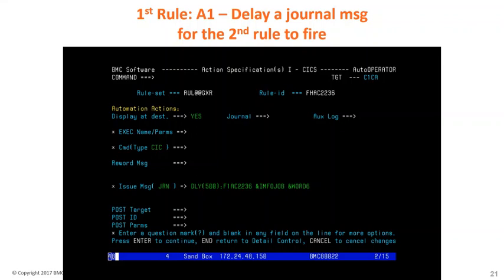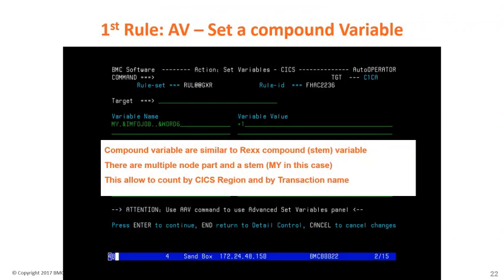We're going to display it at the destination, which is fine. And then you can see we're going to issue a message to the journal with a delay of 500 seconds. That message is just going to parrot out the message ID that we got from the console. And we're going to specify the job name, which will be the CICS region, and then word 6, which is the transaction ID. So that's going to wait 500 seconds. Then it's going to write a message to the journal. And here, at the end of our first rule, we're going to populate this word 6 variable, and we're going to increment it by +1.